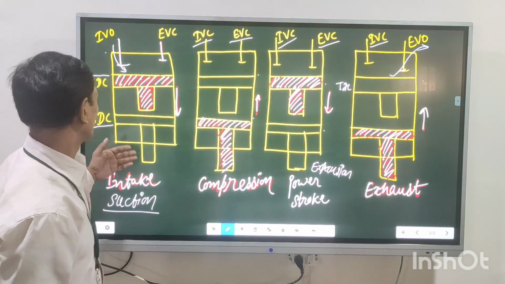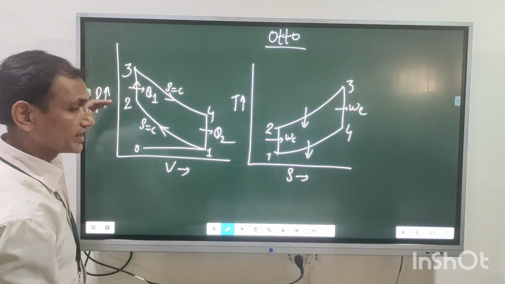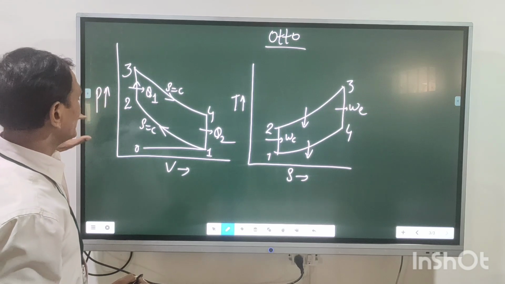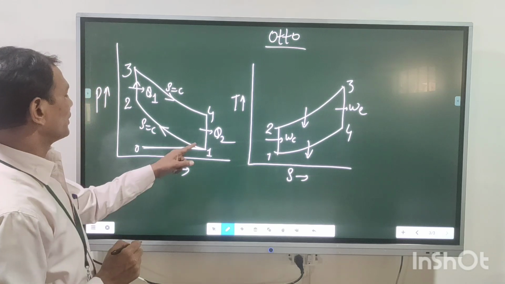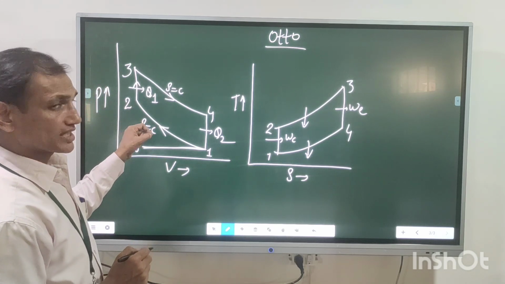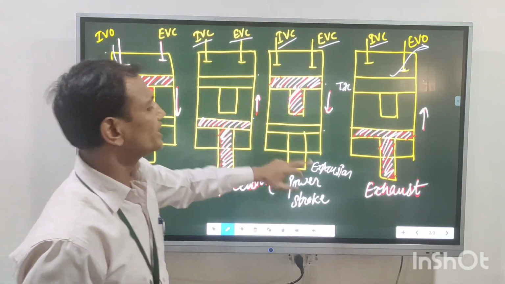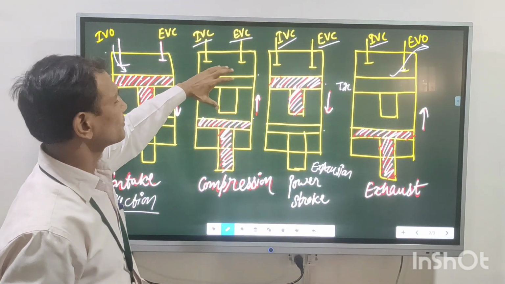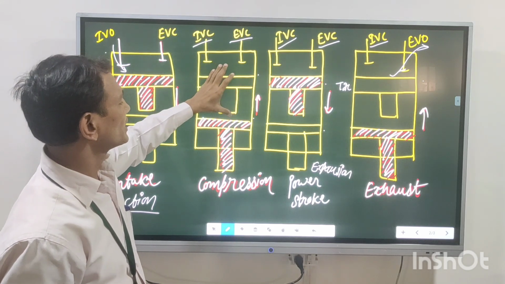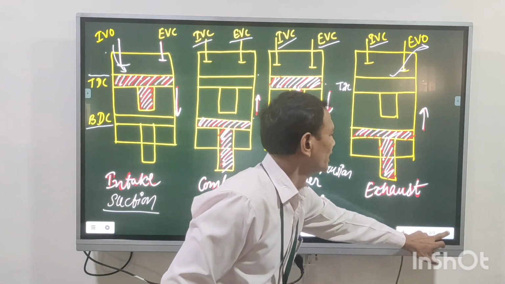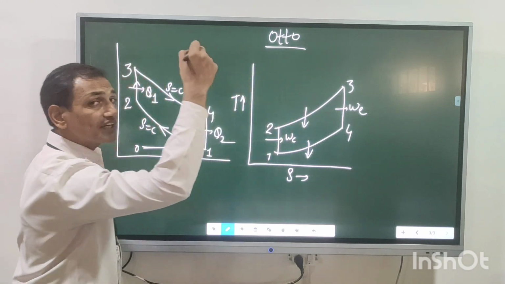In suction, fresh air and fuel are taken in at constant pressure. Now 1 to 2 is the compression stroke. In compression, the piston moves from BDC to TDC, so whatever air fuel mixture is inside the cylinder will be compressed, and the pressure and temperature will increase.